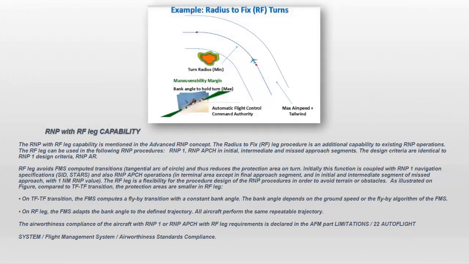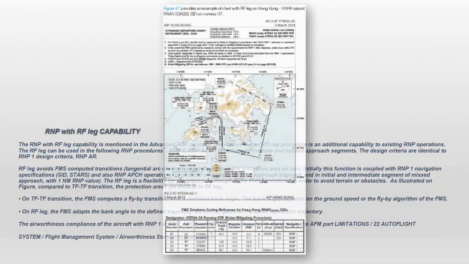RNP AR. Radius to fix leg avoids FMS computed transitions, tangential arc of circle, and thus reduces the protection area on turn. Initially this function is coupled with RNP1 navigation specifications, SID, STARs, and also RNP approach operations, in terminal area except in final approach segment, and in initial and intermediate segment of missed approach, with 1 nautical mile RNP value.